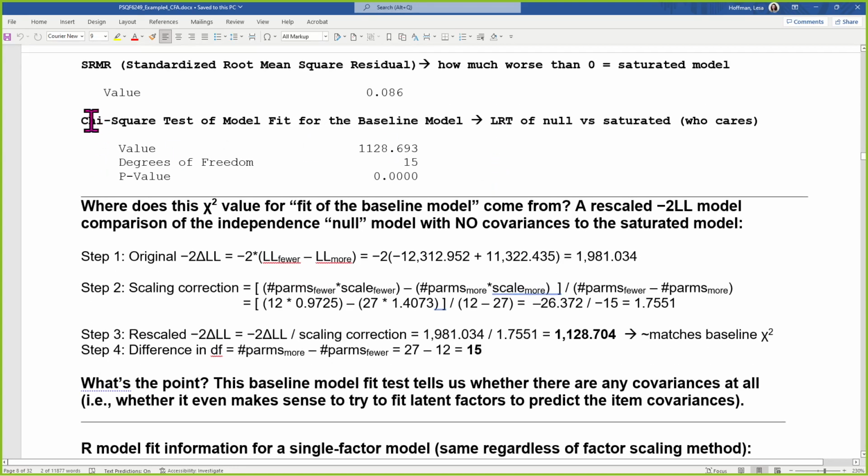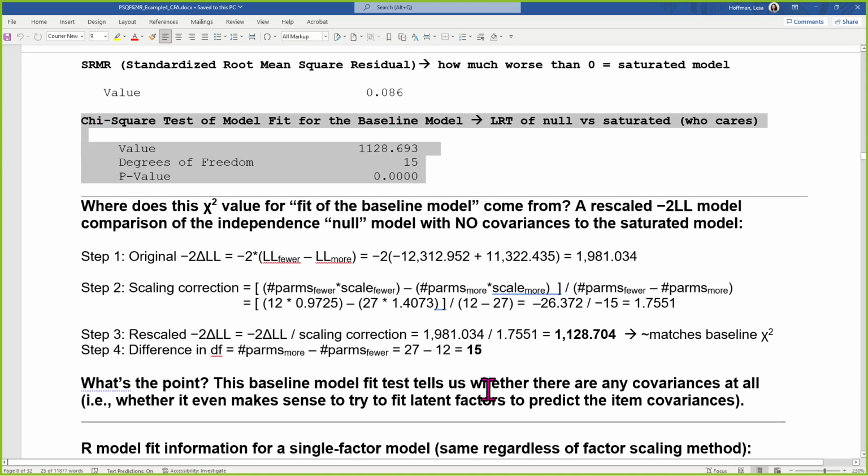And last but not least, do we care about this one, the chi-square test of the baseline model? No. Just ignore it. It has nothing to do with your model. It's comparing saturated versus null. It answers the question, is there anything worth modeling here? Yes, if it's significant.